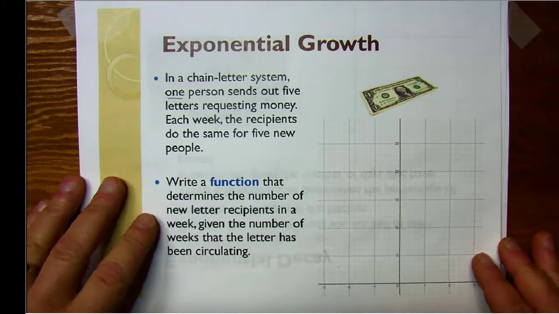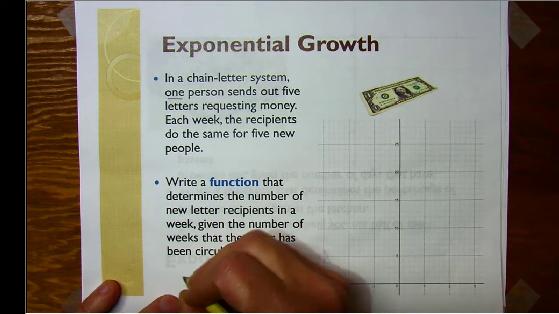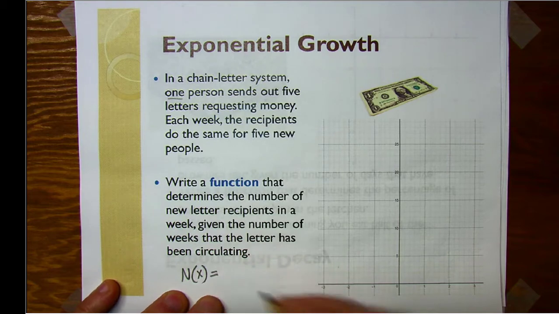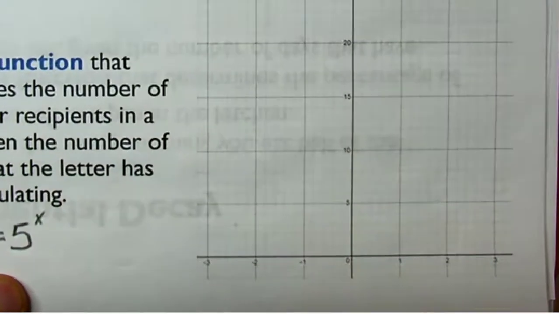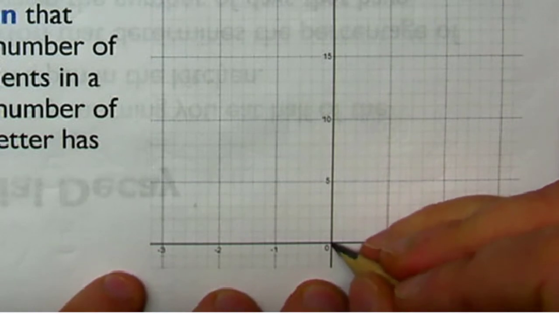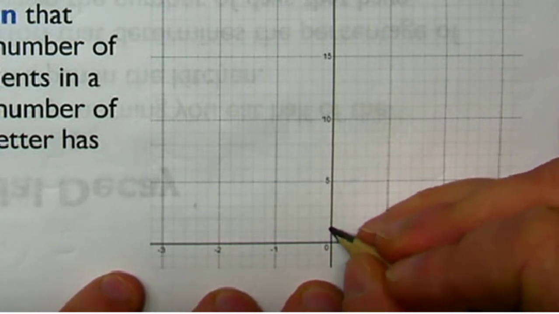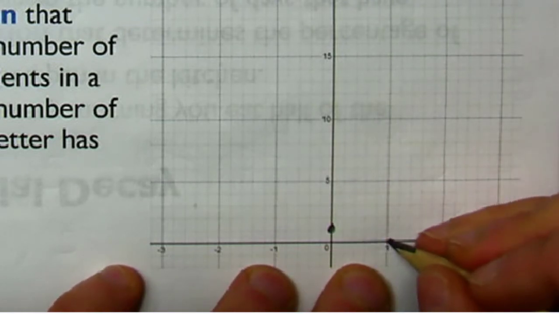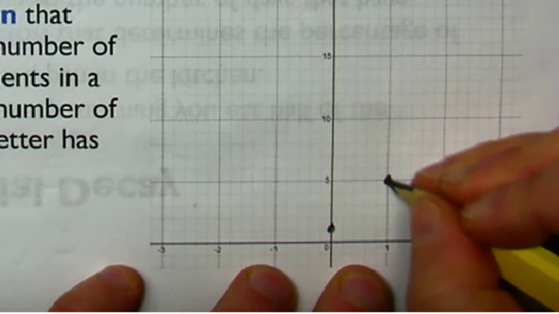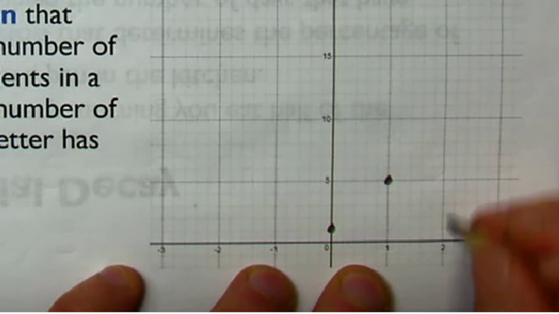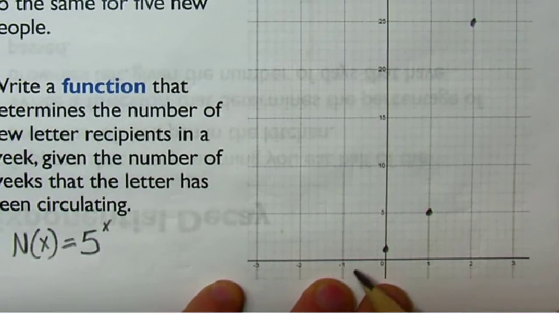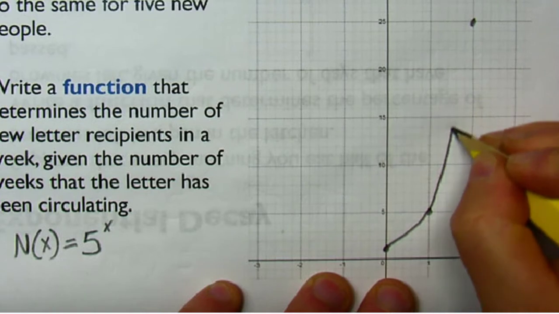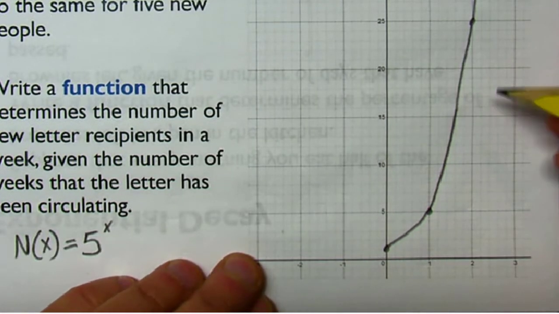Now let's graph that. So we've written a function that describes this. We said the number of new recipients based on the number of weeks that passed, x, will be 5 to the x. If we graph that, when 0 weeks had passed, there was only one new letter, and it was one that our original author had written. But then after 1 week had passed, 5 new letters got sent out. After 2 weeks, we were already up to 25. So you can see that this is not increasing linearly. This really takes off steeply, and that's what exponential functions do.